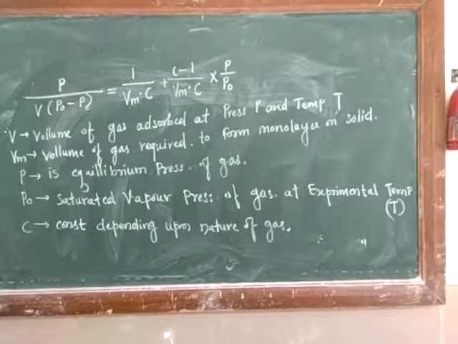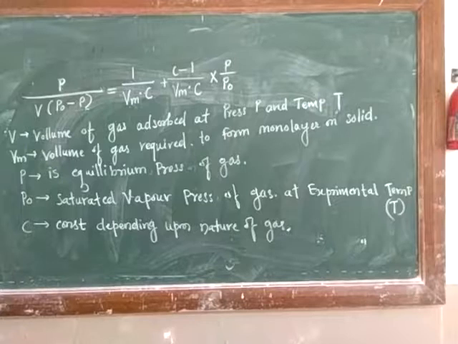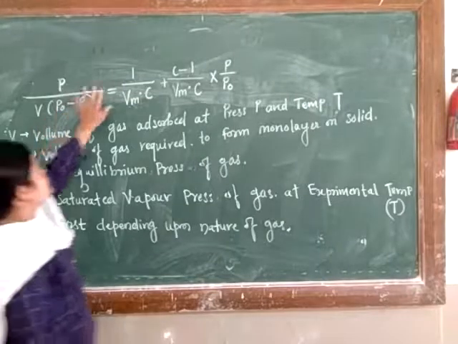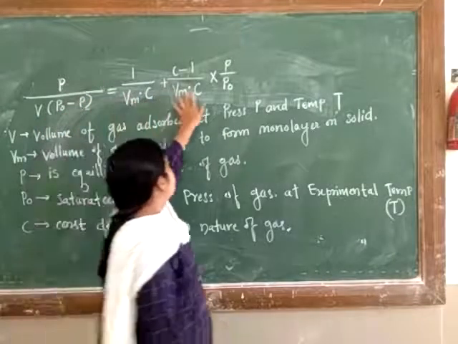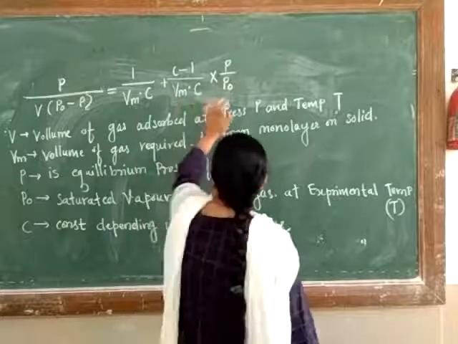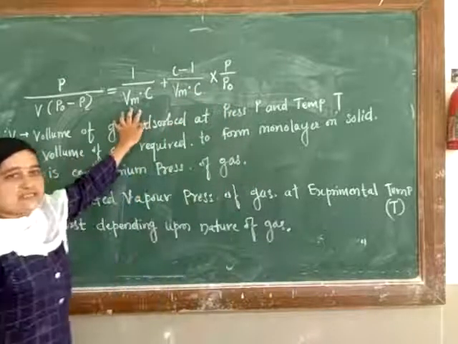So see the equation: P upon V into (P naught minus P) is equal to 1 upon Vm into C, plus (C minus 1) upon Vm into C, into P upon P naught. So which are the terms involved in this case?